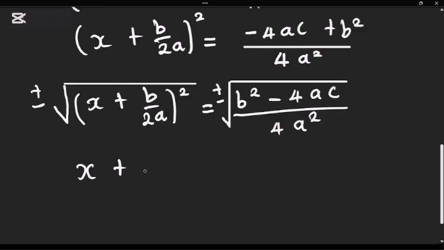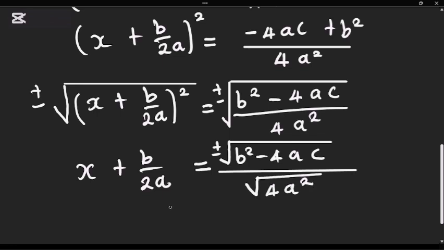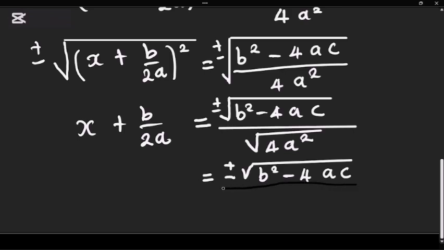From here, the left hand side will be just x plus b over 2a equal to, if you have a square root of a fraction, you can separate it to be plus or negative the square root of b squared minus 4ac over plus or negative the square root of 4a squared. So if we simplify the right hand side, we will have plus or minus the square root of b squared minus 4ac over, what is the square root of 4? The square root of 4 is simply 2. What is the square root of a squared? It is simply a. So our denominator will be 2a.